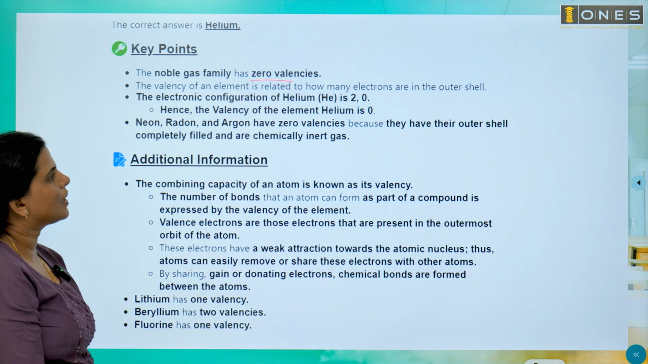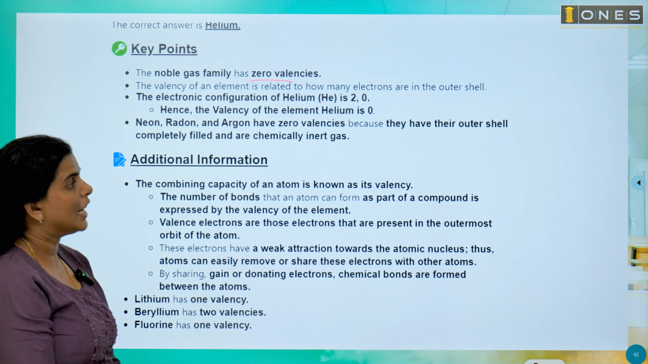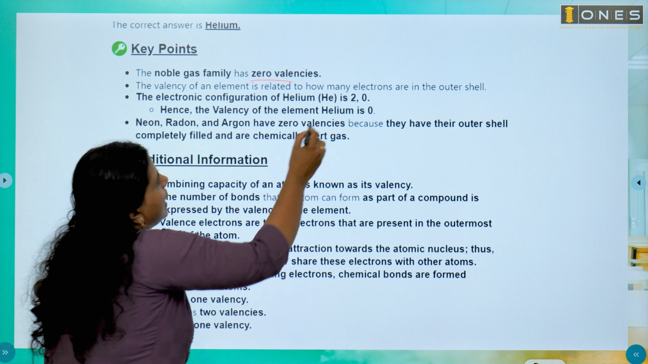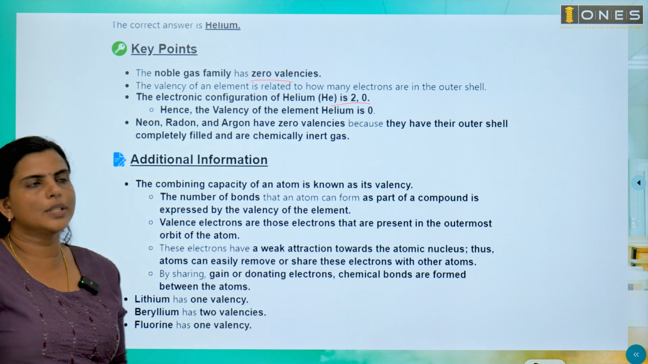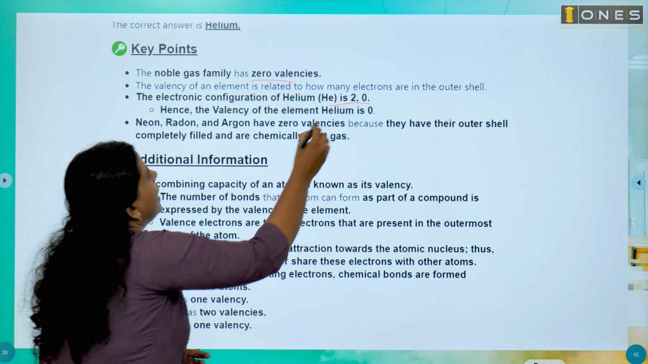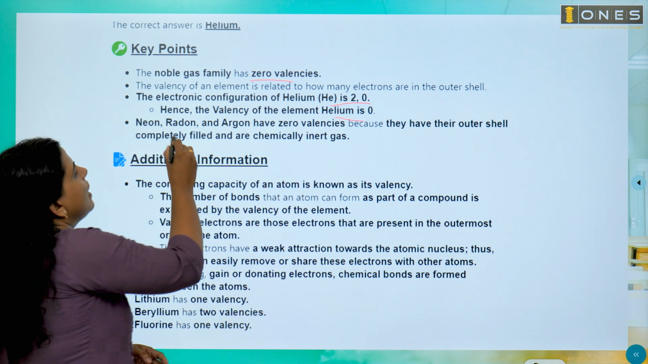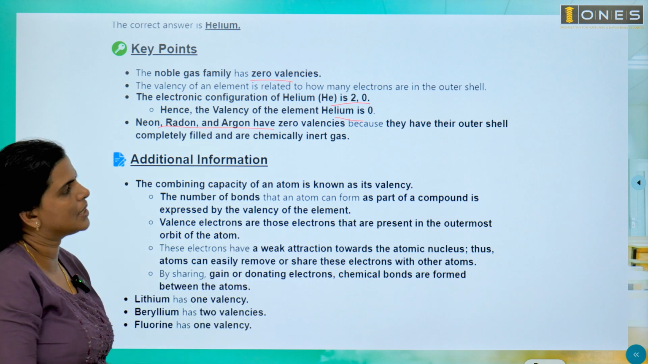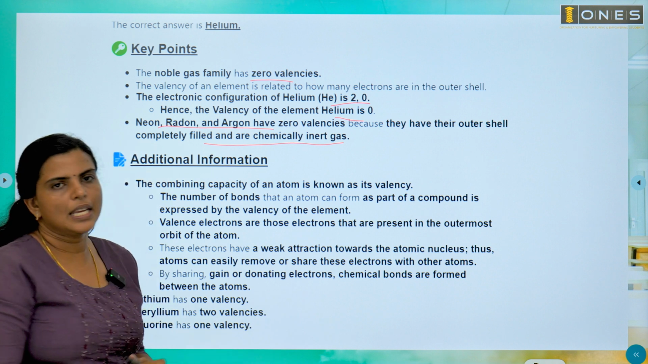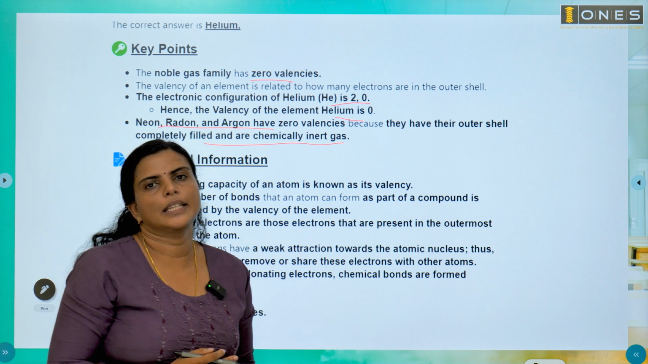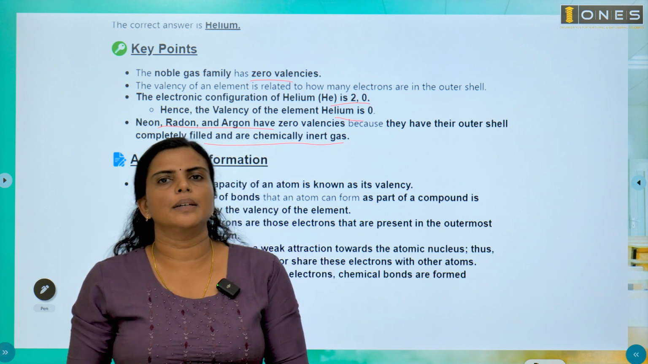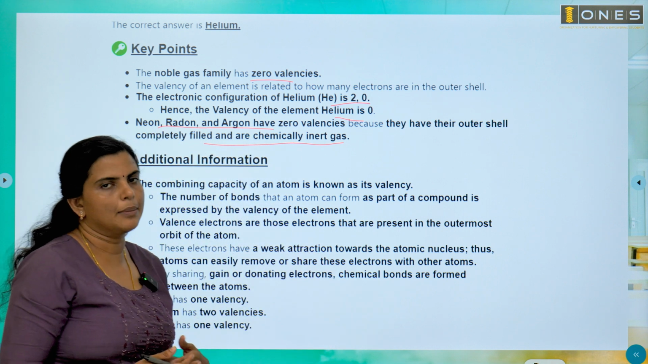Valency of an element is related to how many electrons are present in the outermost shell. Helium has 2 electrons, and the outermost shell is 0. Hence the valency of the element helium is 0. Neon, radon, argon have zero valencies because they have their outermost shell completely filled and are chemically inert gases. They won't react with other metals, other elements.